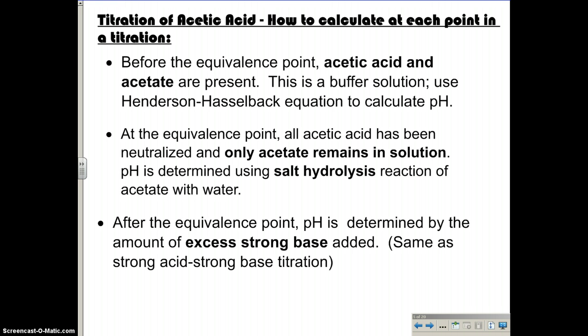After the equivalence point, there's no big deal on this one. It's just you have an excess amount of strong base. That strong base is the primary controller of the pH at that point because there's no more weak acid. So you just do a normal pH problem where you take the concentration of the OH minus, you do 14 minus the pOH to get your pH.